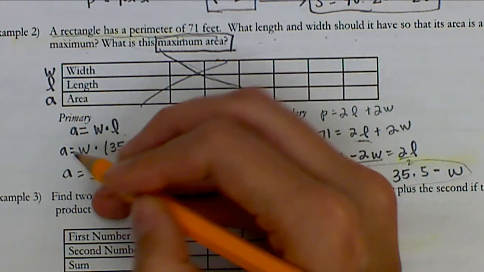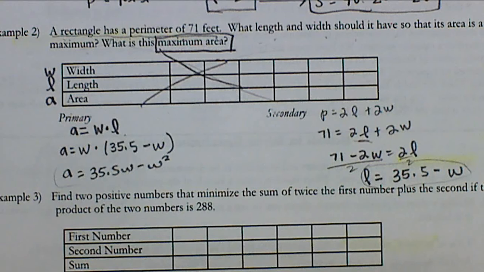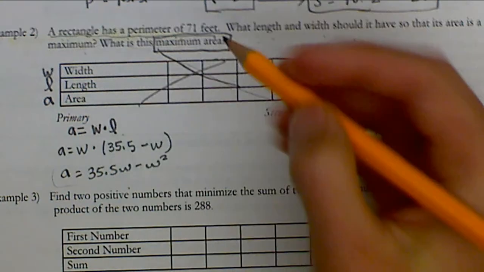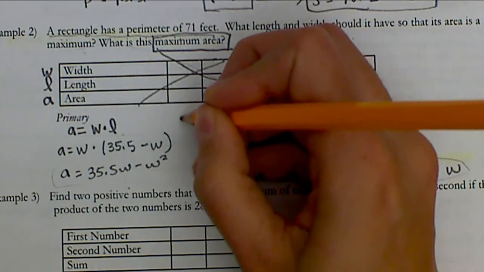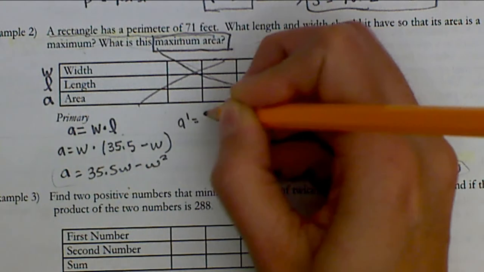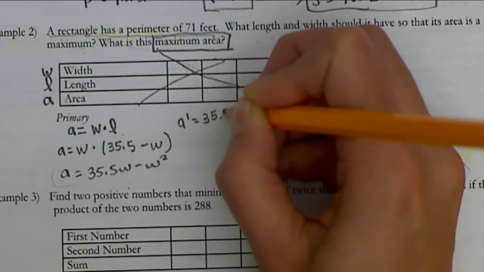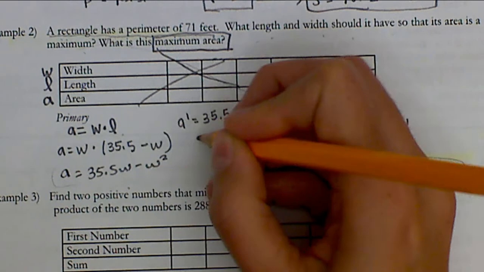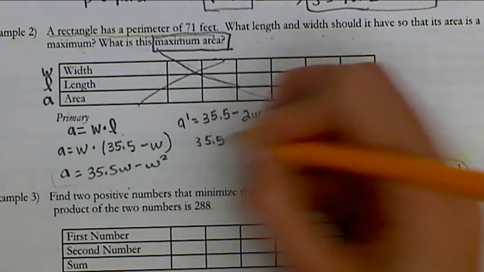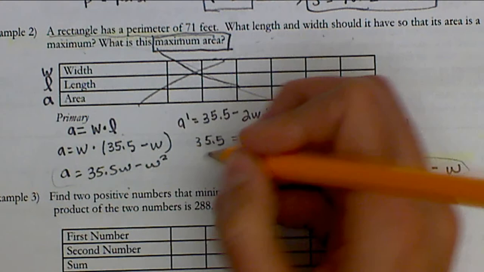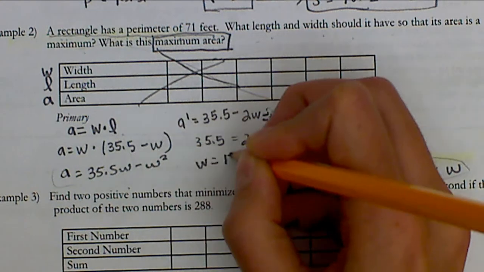Alright, I found my equation. Now I'm going to start calculus. I want to find the maximum for this. So I'm going to find A prime. That's 35.5 minus 2W. Set it equal to 0. 35.5 equals 2W. W equals 17.75.